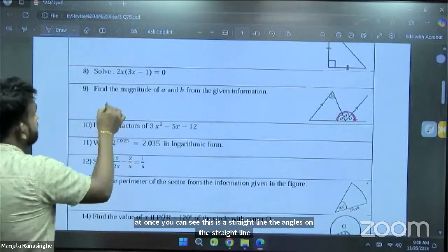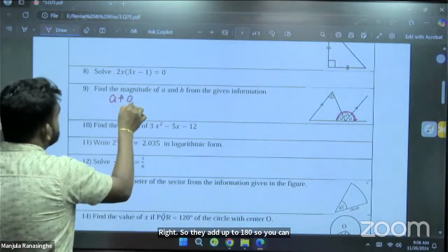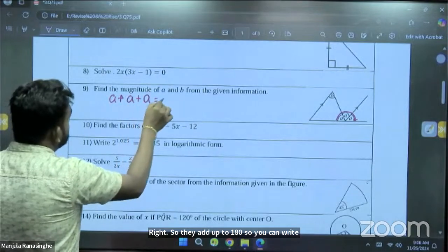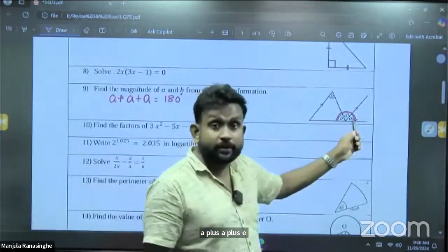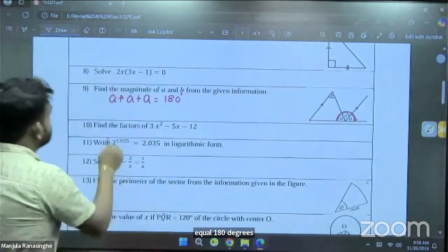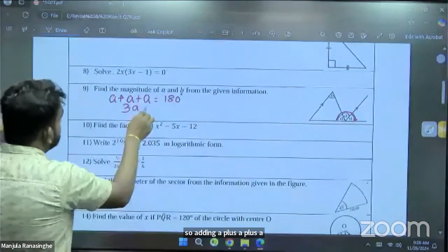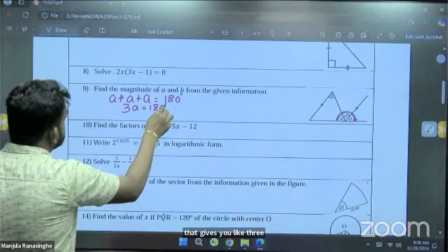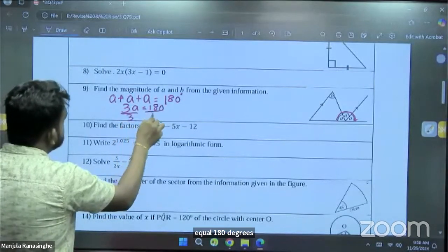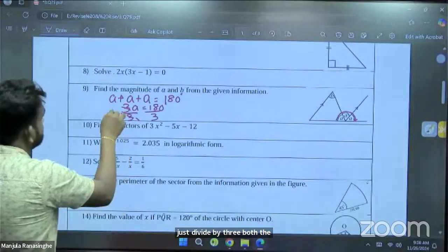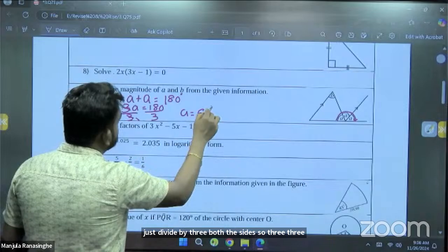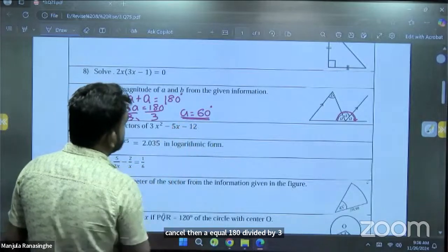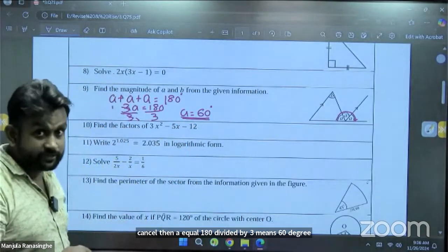So you can write A plus A plus A, that gives 3A equals 180 degrees. Just divide by 3 on both sides. The 3 cancels. Then A equals 180 divided by 3, which means 60 degrees. A equals 60 degrees. Okay, A is 60.